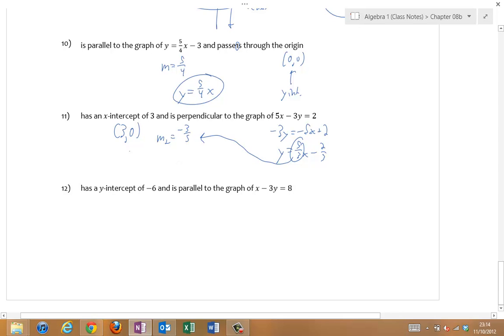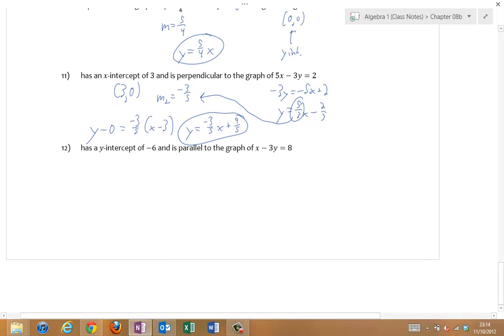I want it to pass through (3, 0). That is not a y-intercept, so we have to use point-slope form. y minus 0 is equal to negative 3/5 (x minus 3). Distribute, and I have y is equal to negative 3/5 x plus 9/5. And that's slope-intercept form. Lastly, it has a y-intercept of negative 6.